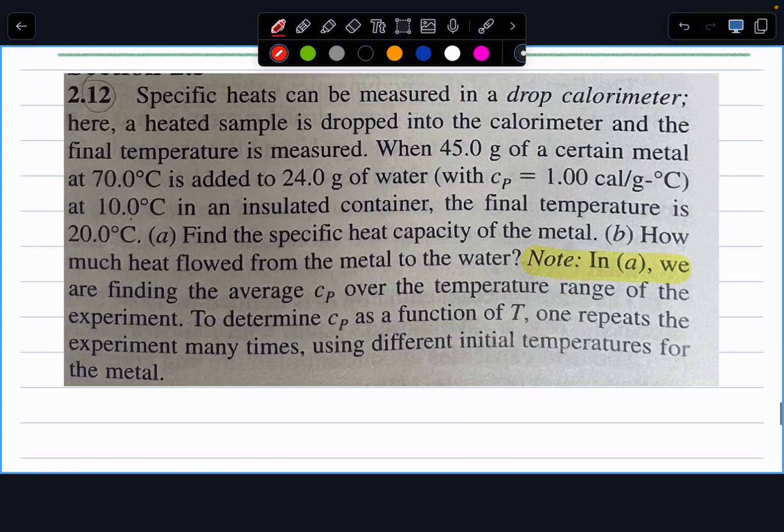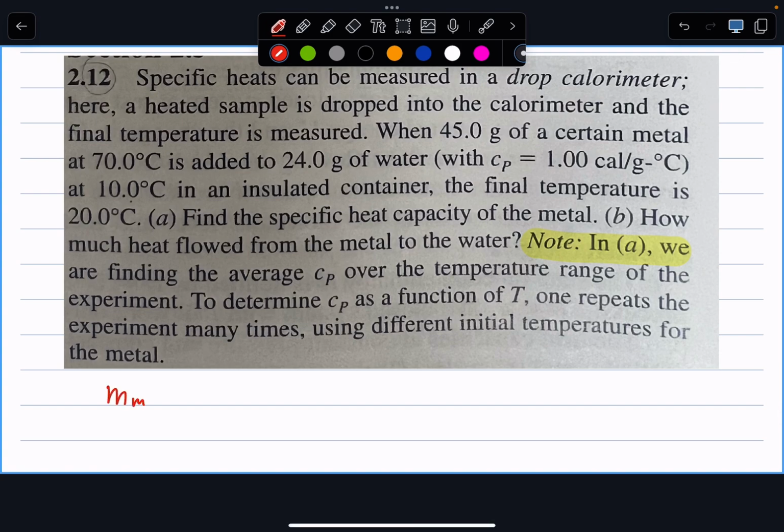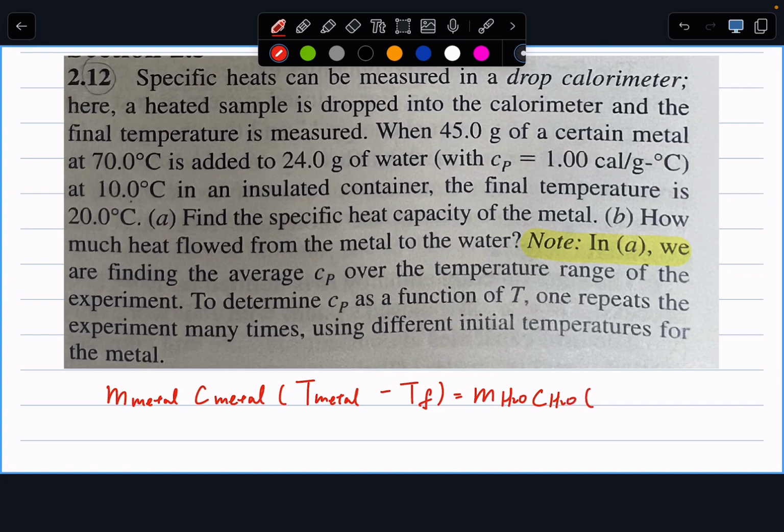Or in other words, we're just writing the mass of the metal times the heat capacity of the metal times the temperature of the metal, that's the initial temperature minus the final temperature, which is after we drop it and it reaches equilibrium. And that equals the mass of water times the heat capacity of water. And taking the negative, we have the final temperature minus the initial temperature of water.